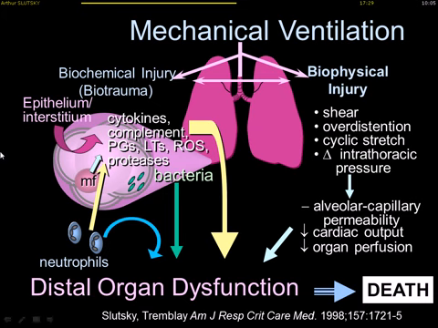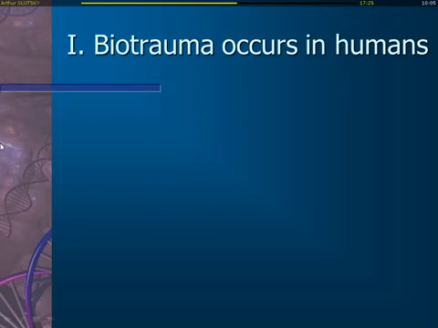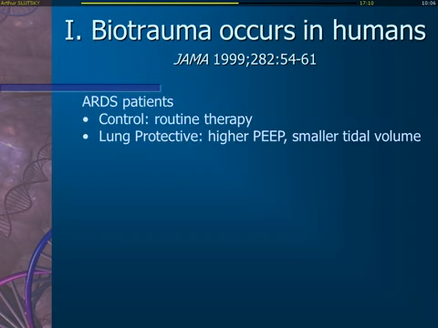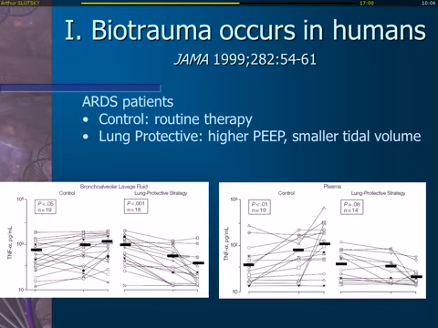So that's the hypothesis. But as I said, is it real? Is it important? Well, I think it's important for a couple of reasons. One is biotrauma does occur in humans, not just in animals. This is a study we did. Marco Ranieri was the first author a number of years ago, in which we took patients with ARDS, ventilated them with a control ventilatory strategy, which was common at the time, or a more lung protective strategy using higher PEEP and smaller tidal volumes.